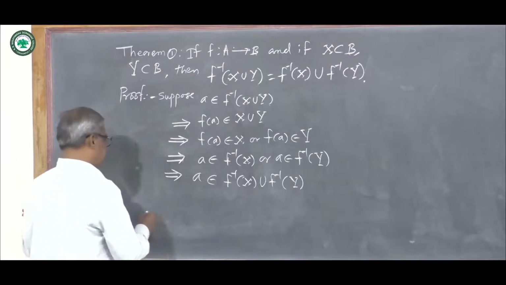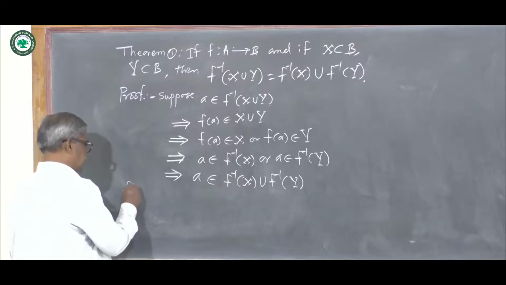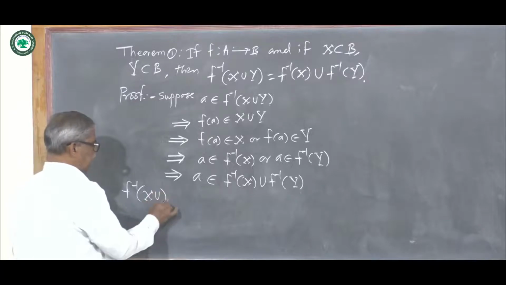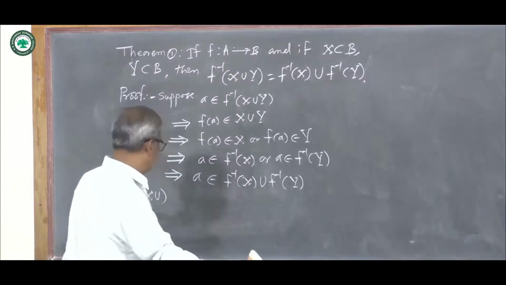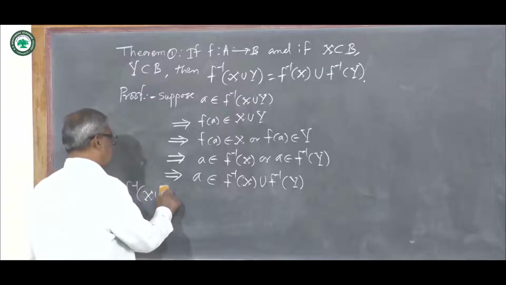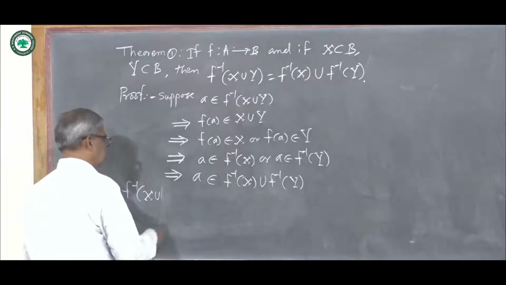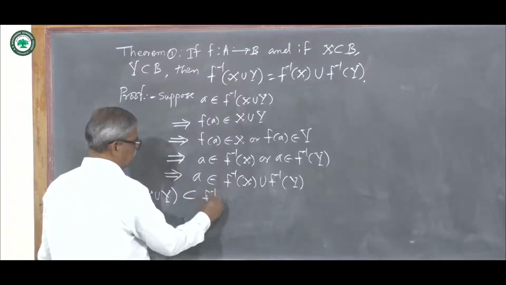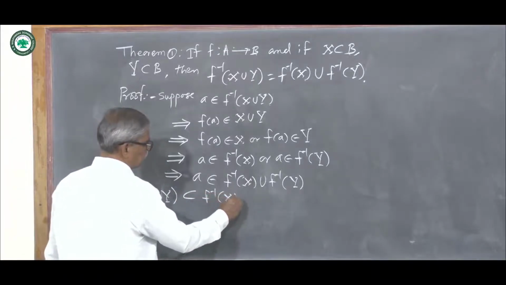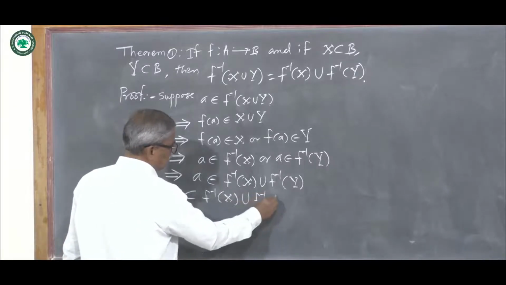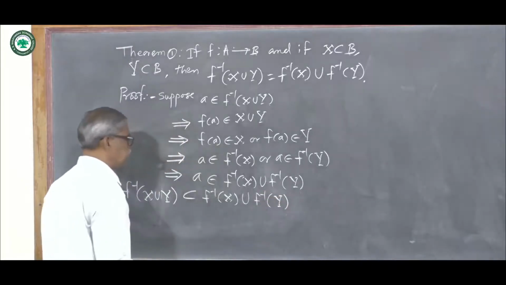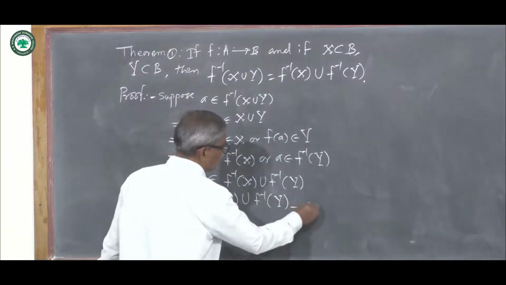Therefore, we write f inverse of X union Y is a subset of f inverse of X union f inverse of Y. This is say relation number 1.